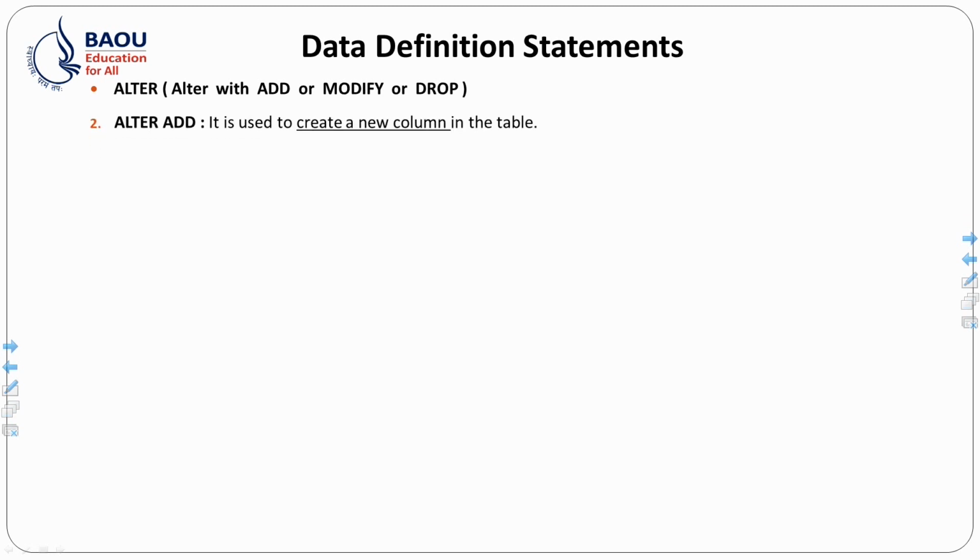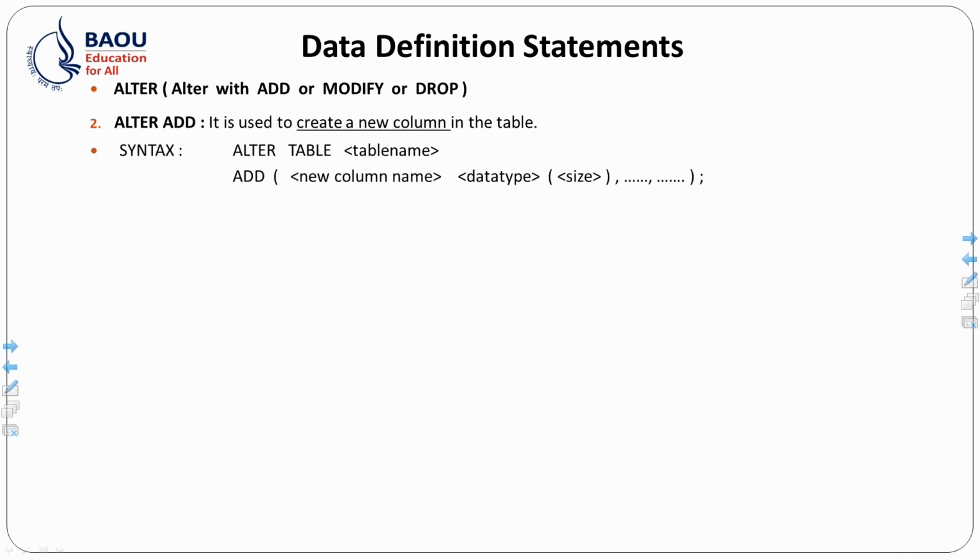Now, the next DDL command is the alter command. The alter command is used with alter add, alter modify or alter drop. Alter add is used to create a new column in the table. The syntax of the alter table command is alter table, then table name, then add, new column name, then data type and then size. After that, the command is completed, then the round bracket is closed, and a semicolon.